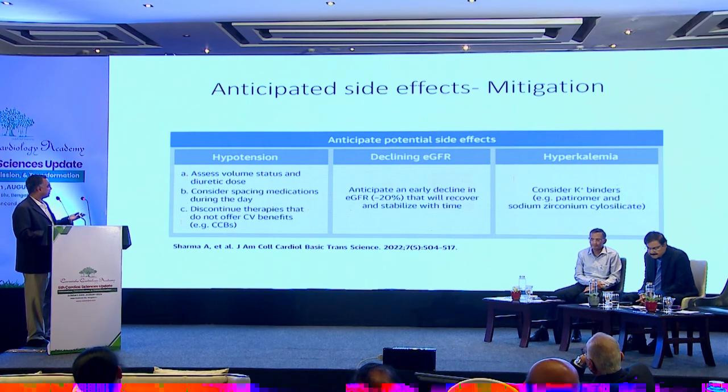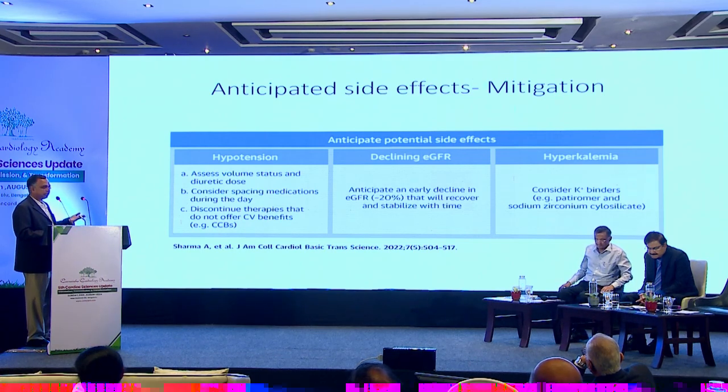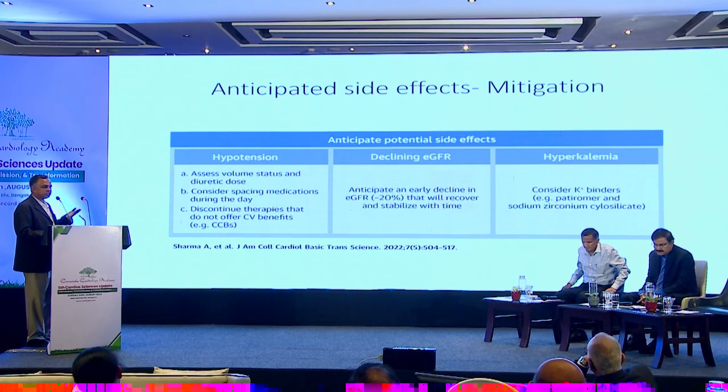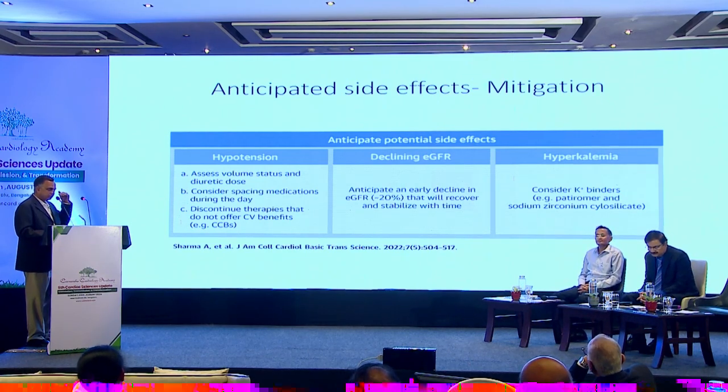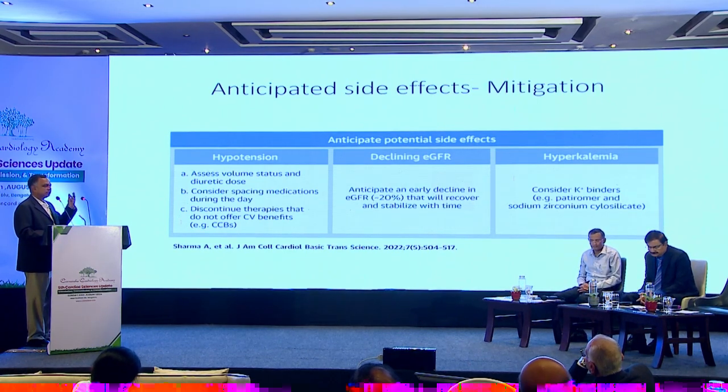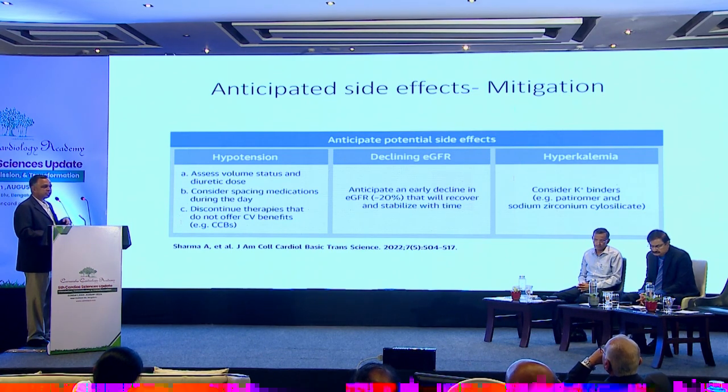Hypotension is a big side effect. The most important thing is to assess the volume of the patient, cut out your diuretics, and space your medications at different times so that hypotension will not come. The worsening GFR is another thing. Anticipate that and adjust your diuretic and medications, and hyperkalemia, we have now agents to treat. So much so the recommendation is to give potassium binding and continue MRA and ARNI.